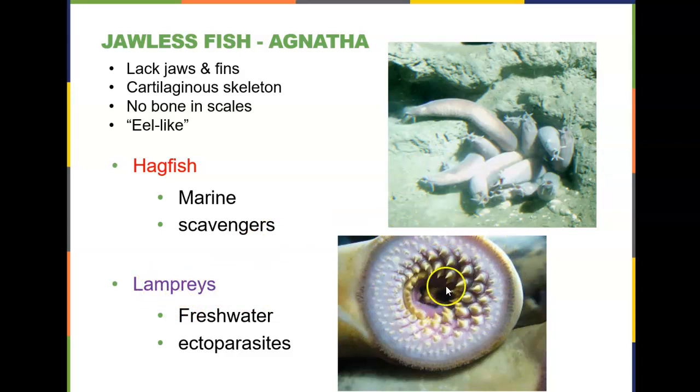Remember, no jaws. So this is the mouth with lots of clasping teeth. These are freshwater species that sometimes spend some time in their life cycle in the marine water, but they're mostly freshwater. They are ectoparasites, meaning that they will clasp onto a living fish or other water animal, and they will suck blood from that living organism.